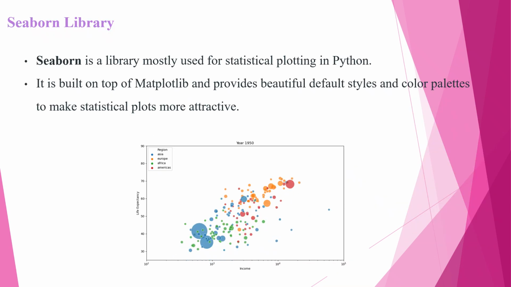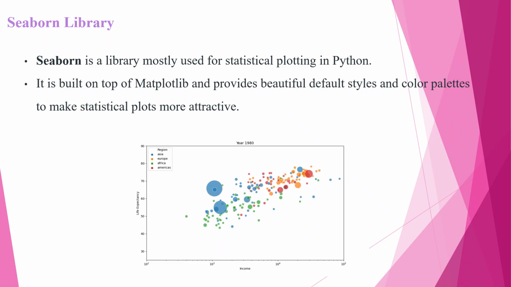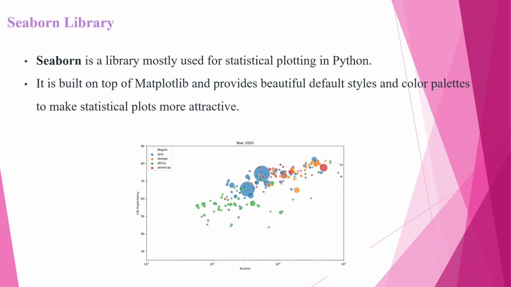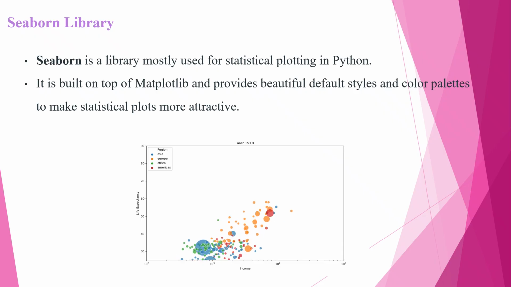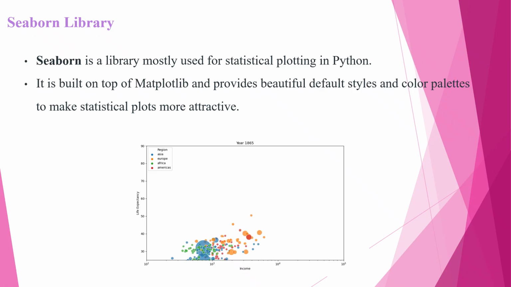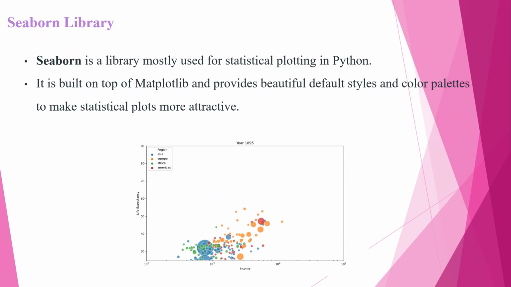Seaborn library. Seaborn is a Python library used mainly for creating statistical visualizations in a simple and visually appealing way. It is built on top of Matplotlib, which means it uses Matplotlib's functionality but provides better default sizes, styles, color palettes, and themes. This makes the plot look more attractive and easier to understand without requiring much customization. Seaborn is especially useful for visualizing complex datasets and relationships, making it a popular choice for data analysis and exploratory data visualization.